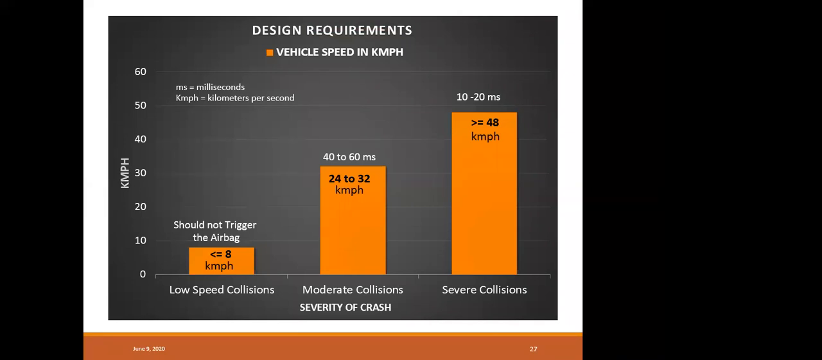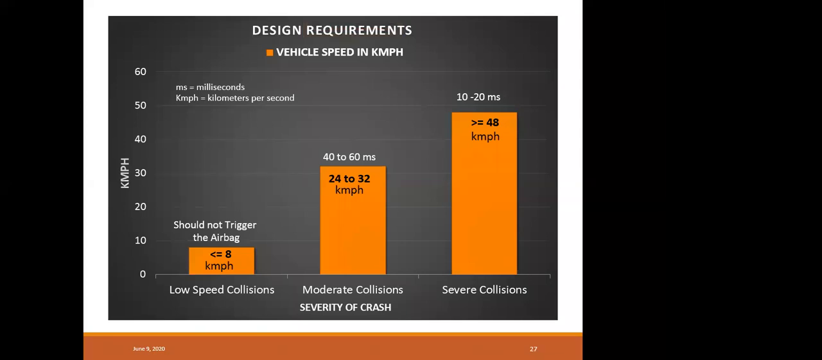You have to take your vehicle to the showroom or service center and replace the entire airbag kit, which costs you around 60 to 65,000 rupees, Indian rupees. And for installation, they will charge around 10 to 15,000 rupees. So you have to be ready with 75,000 rupees approximately to replace a single airbag kit. So you should not trigger your airbag unwantedly.